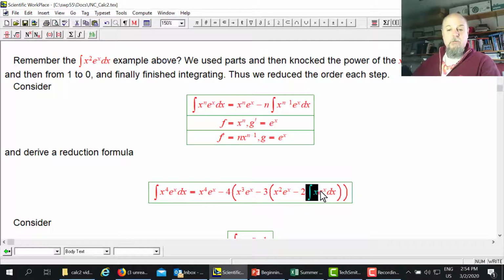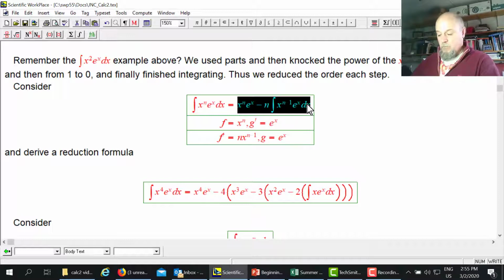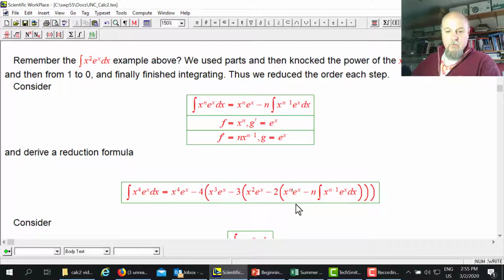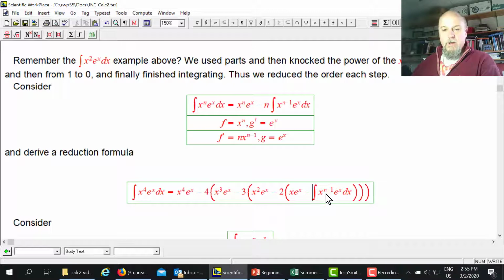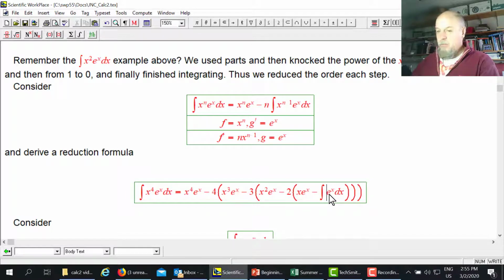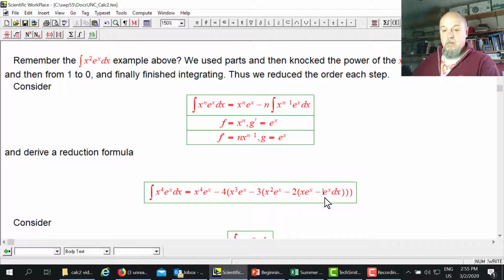Okay, now I'm going to do this integral, careful with my brackets, they're all nested. This integral, I'm going to use the same reduction formula, but n is equal to 1. So that's going to be x to the 1, so I won't write it. 1 minus 1 is 0, so this disappears. And this last thing here is just integrate e to the x. I can integrate e to the x, it's just e to the x. Now I'm done my integration.